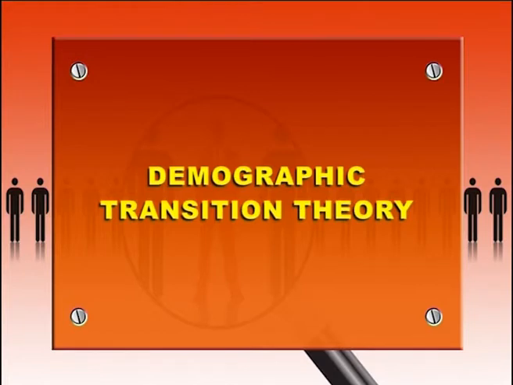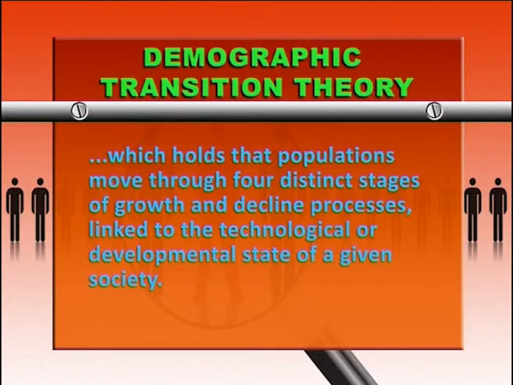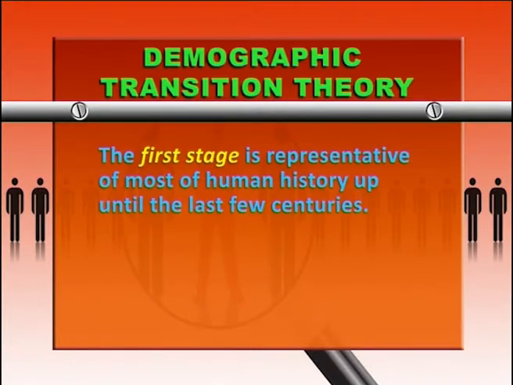Demographic transition theory, a more recent and even better known theory of population growth, holds that populations move through 4 distinct stages of growth and decline processes linked to the technological or developmental state of a given society. The first stage is representative of most of human history up until the last few centuries.